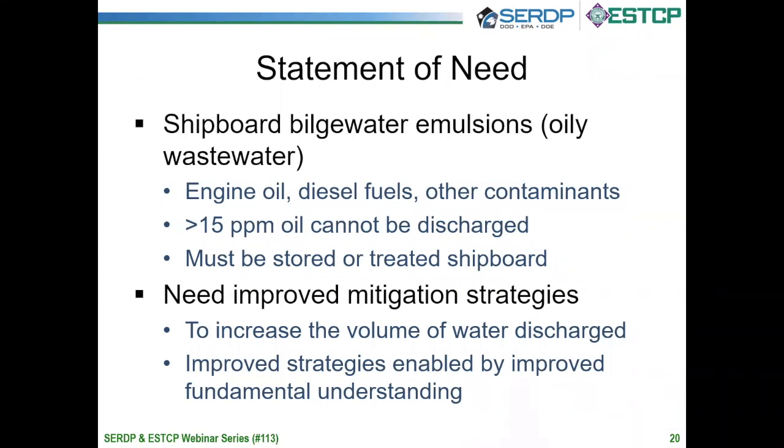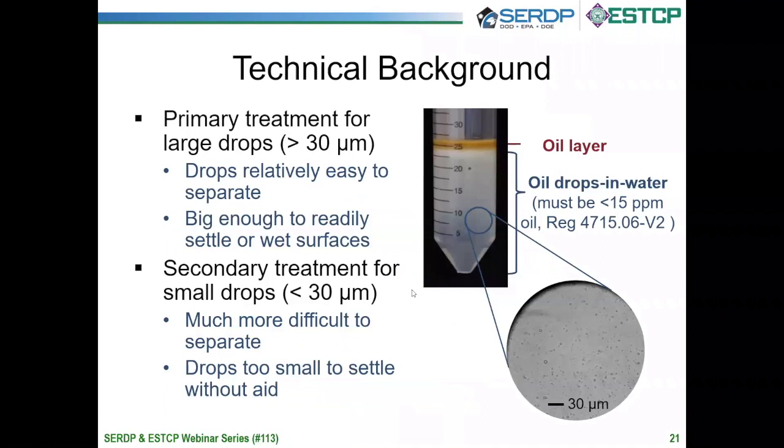So there's a need for improved mitigation strategies in order to meet regulatory compliance and increase the volume of water that can be discharged overboard. In order to enable these new strategies, we first need to improve our fundamental understanding of these systems. What are these emulsions made of? How are they formed? When are they most stable or most unstable? And in what conditions can we most readily destabilize them?